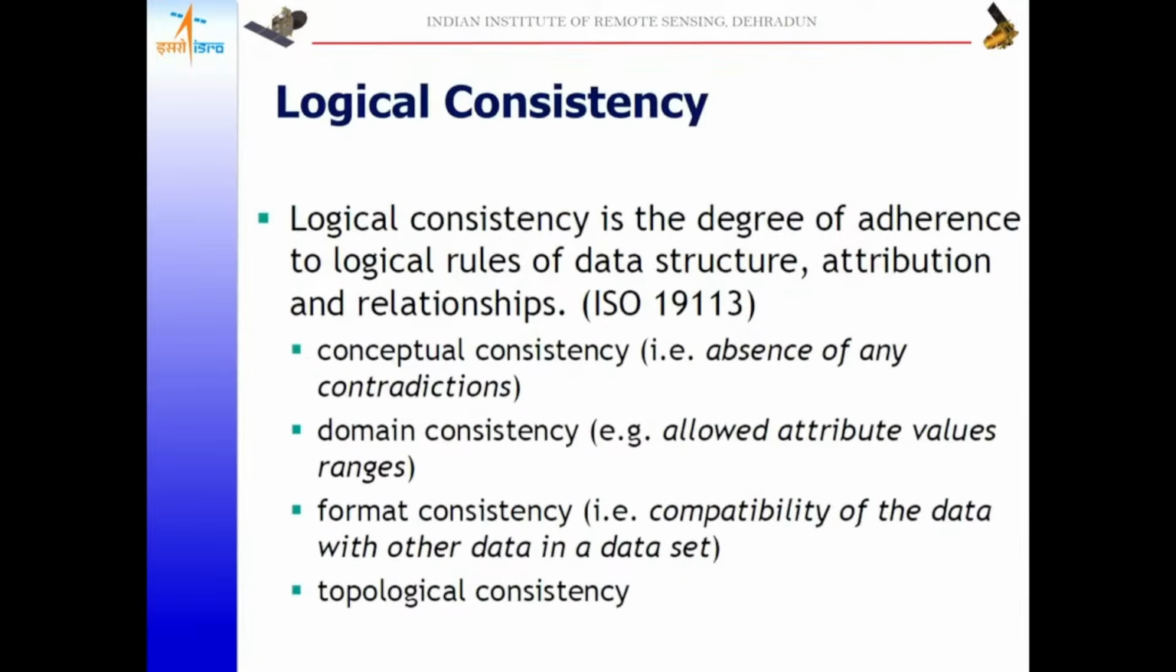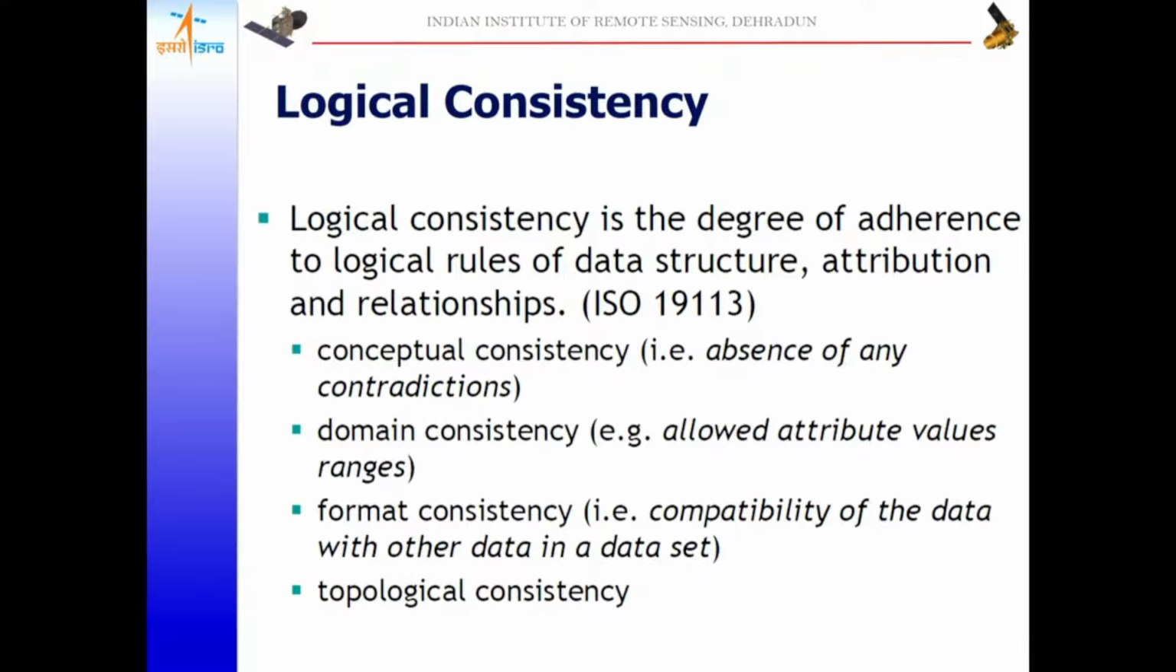Okay, then logical consistency is basically the degree to which we follow logical rules and relationships, like conceptual consistency. The absence of any contradiction is needed. Like roads are going and buildings are there, so your road should not overlap the buildings. If a road is going and a canal or river is nearby, it should not just overlap; there should be a proper bridge if you are crossing the river. So absence of any contradiction is required.